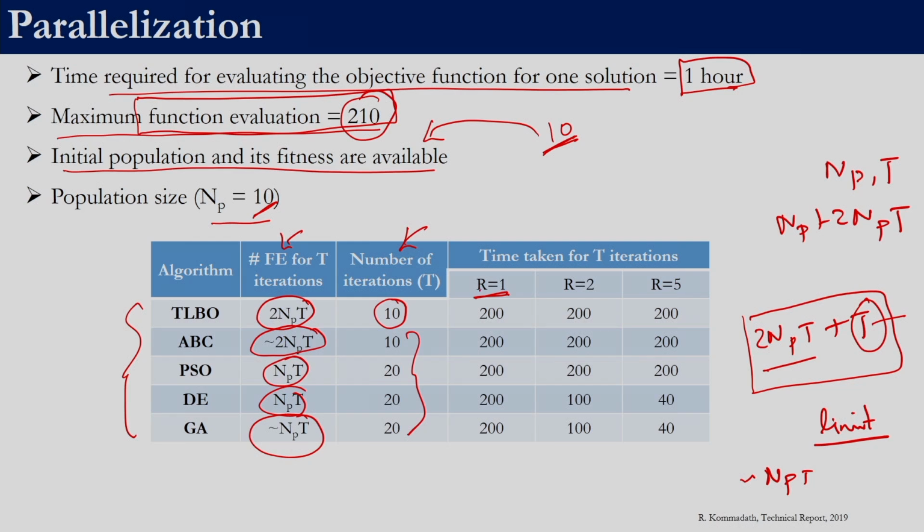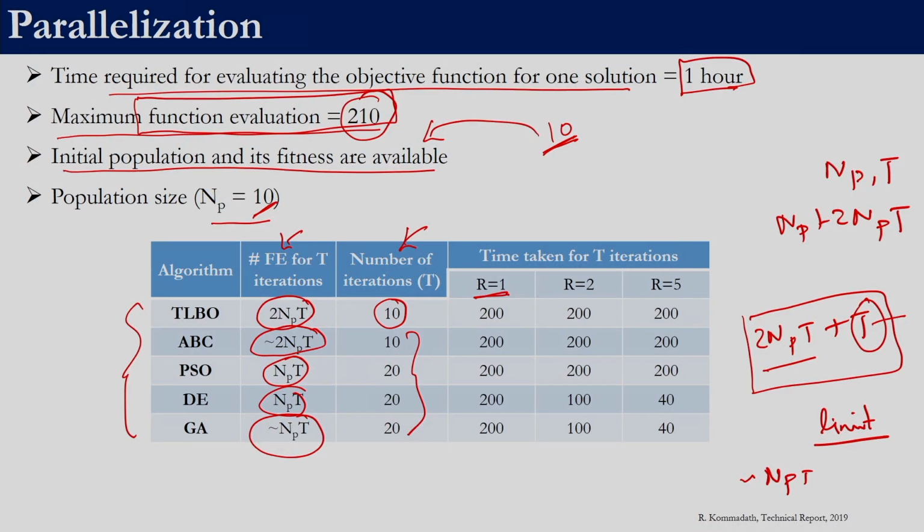So, let us say we have only one worker. One worker means at a time we can evaluate only one solution. In that case, because 10 functional evaluations are already lost, we will be doing 200 functional evaluations over here, right. So, we will require 200 hours because one functional evaluation costs 1 hour.